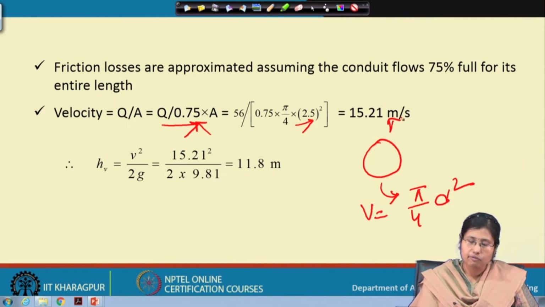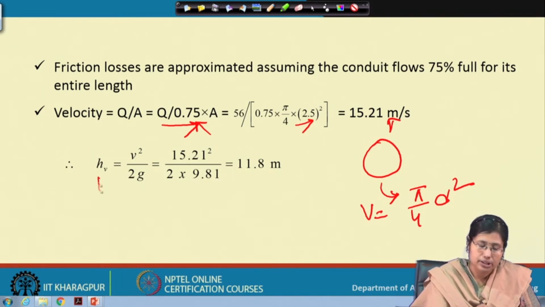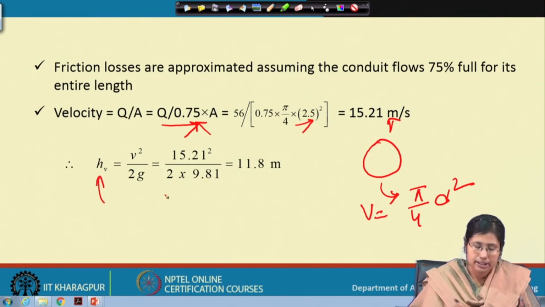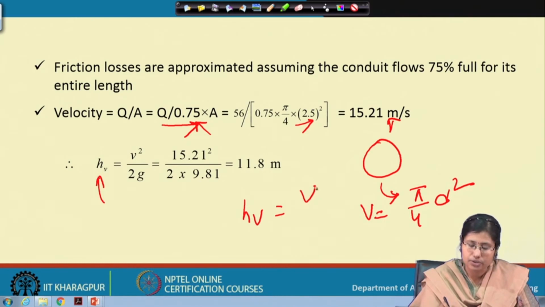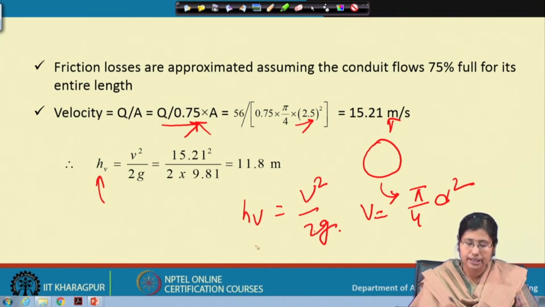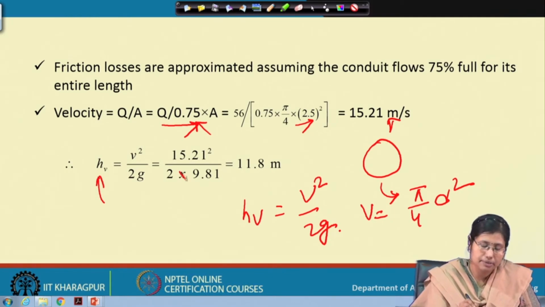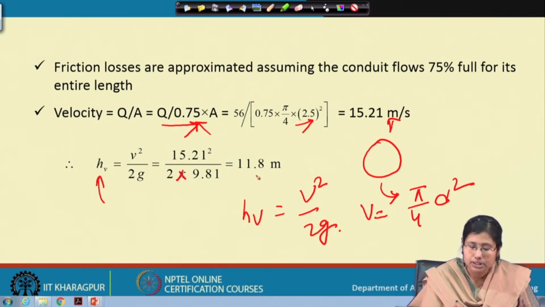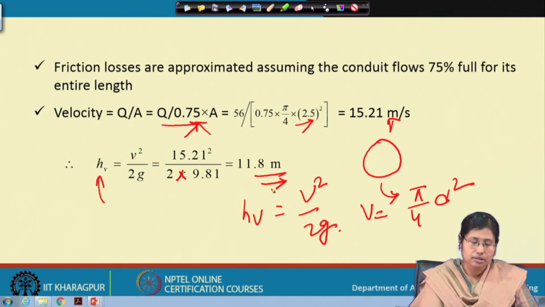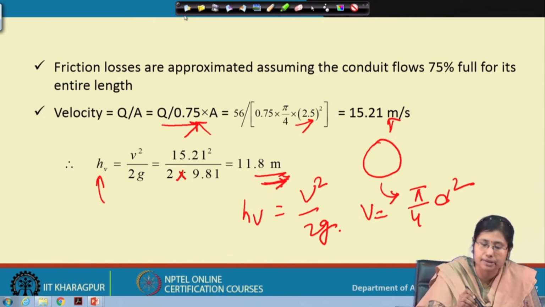Once we obtain the velocity, we calculate the velocity head, which is h v equals v square upon 2 g. This is the head loss due to the velocity. The head loss due to the velocity head comes out to be 11.8 meter.